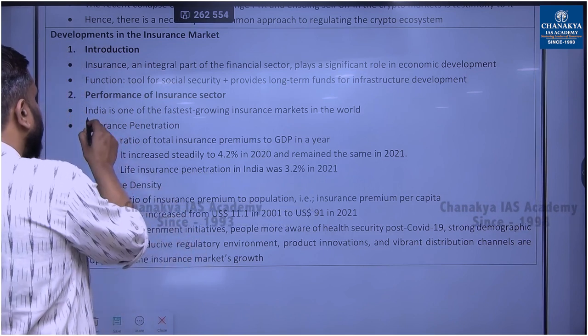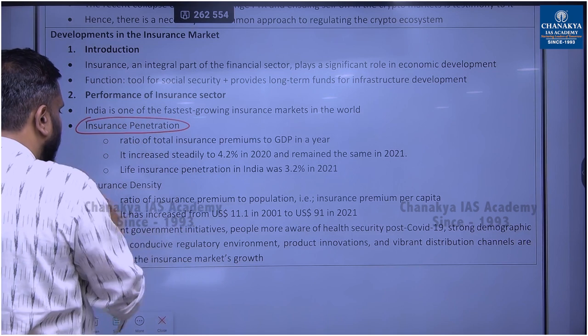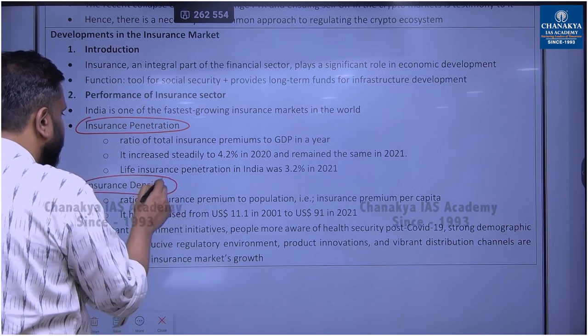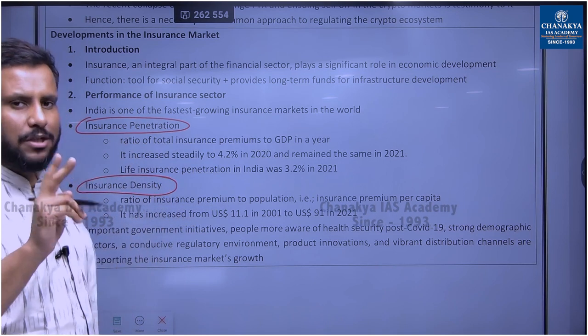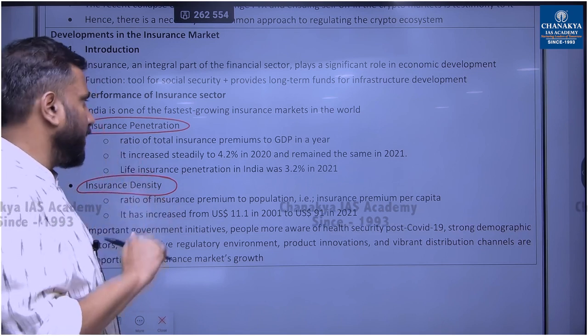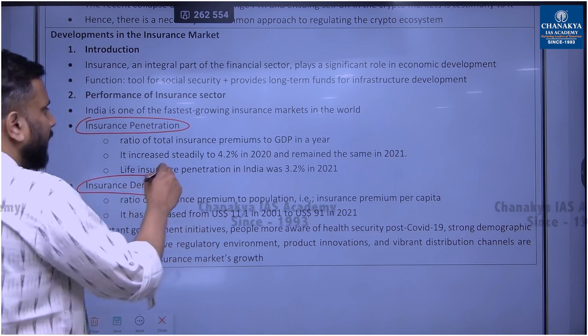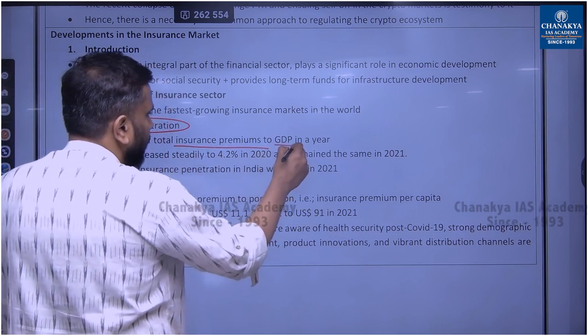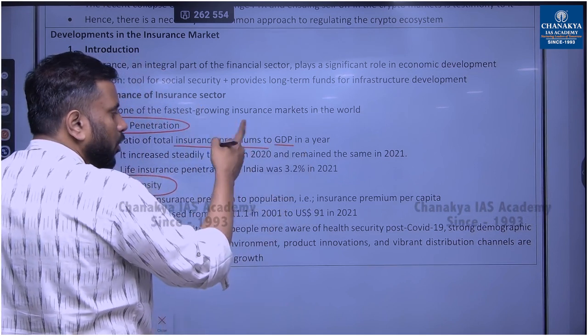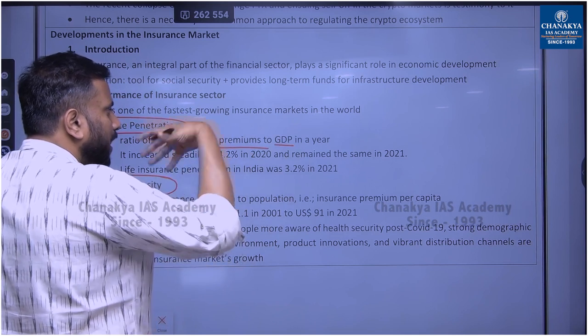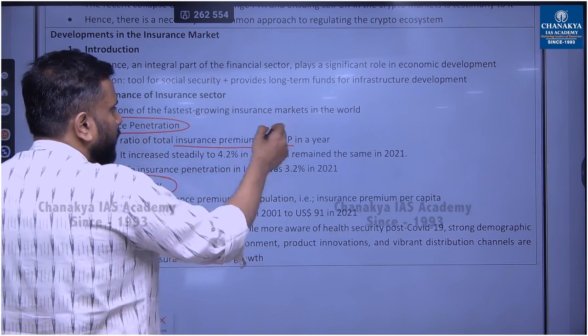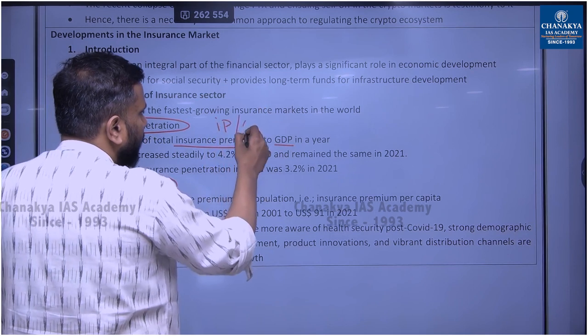One, the survey uses insurance penetration. And the second, the survey uses insurance density. So these are the two terms which are important from our prelims perspective. What is insurance penetration? Insurance penetration is basically the insurance premium to GDP. Matlab ek saal mein total insurance premium kitna pay kiya jata hai divided by GDP. So insurance premium divided by GDP.